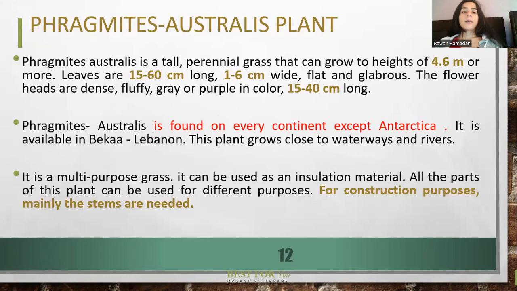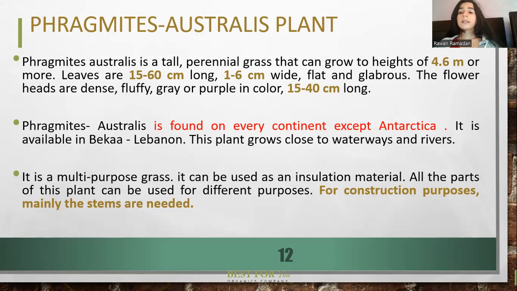The scientific name of the plant used in our study is Phragmites australis. This plant is tall and can grow to a height more than 4.6 meters. The other specifications are illustrated here. This plant can be found on every continent except Antarctica, and it is widely available in Lebanon, especially in Bekaa along the Litani River.